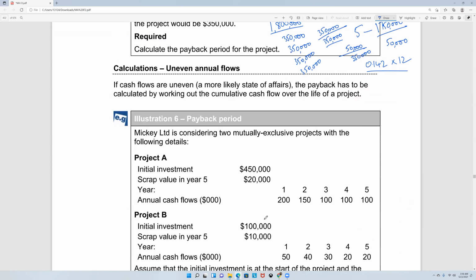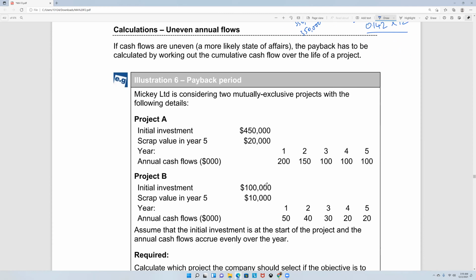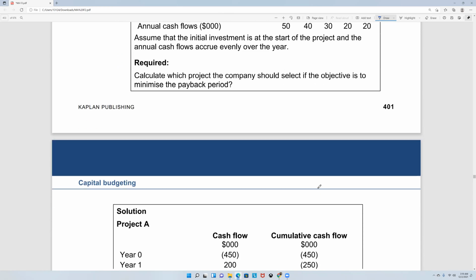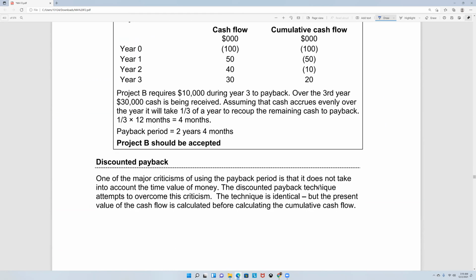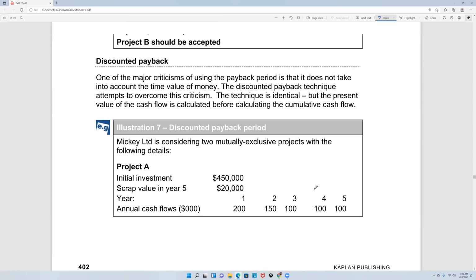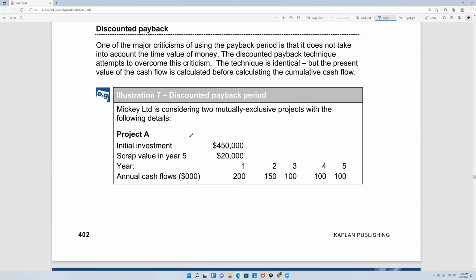Now, in this case, what is happening? We are having uneven cash flows. तो उसमें क्या करते हैं हम लोग? वही सेम फर्स्ट ईयर, सेकेंड ईयर, थर्ड ईयर कितना हो गया अब तक, लास्ट ईयर का कितना बैलेंस होना है उतना मालूम कर लो. फिर वो तो खाली पे बैक था. अब आया डिस्काउंटेड पे बैक.